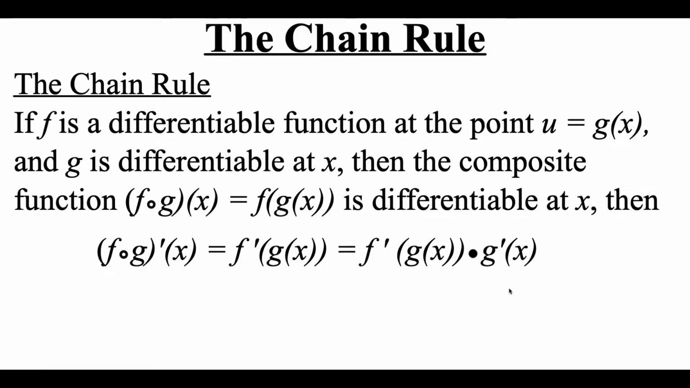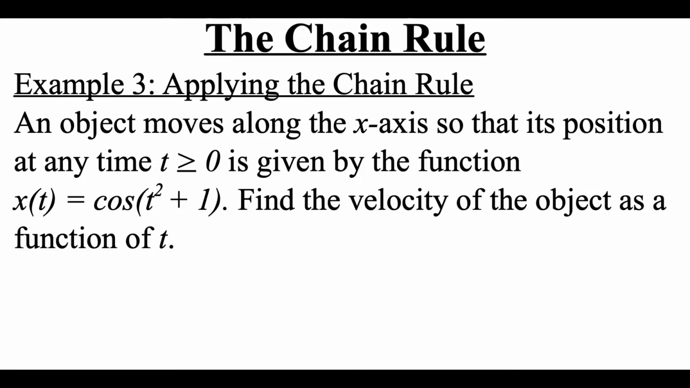Using the chain rule takes some getting used to, but we'll practice it a lot and try to get used to what's happening in here. So in this example, we're going to look at actually applying the chain rule. We've got an object moving along the x-axis so that its position at any time t greater than or equal to 0 can be given by the function x of t equals the cosine of t squared plus 1. And we want to find the velocity of our object as a function of t.